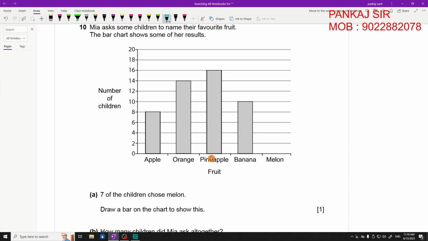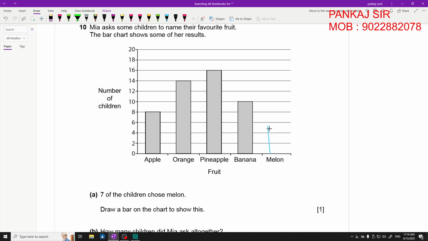The bar chart is right in front of you. Subquestion A says that 7 of the children chose melon. Now, melon was chosen by 7 students. So, here the bar diagram that I can draw is by taking, okay, from here I will go up to 7.